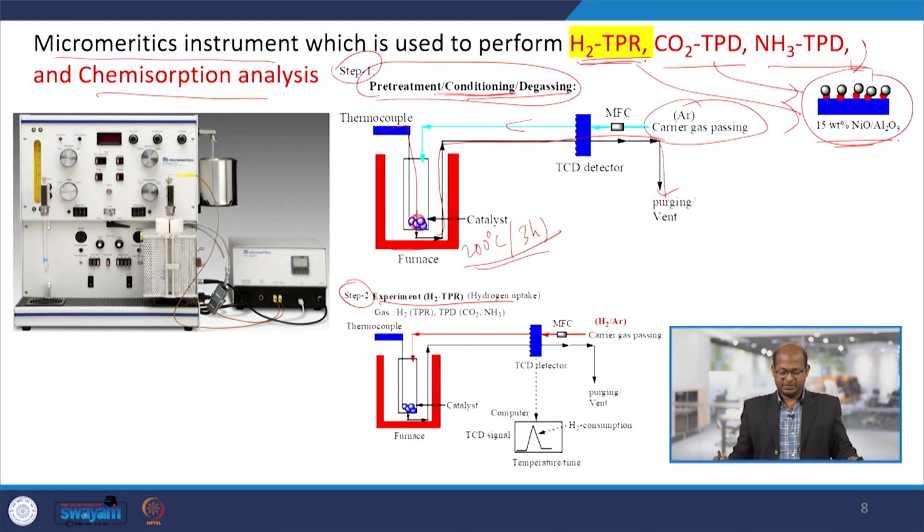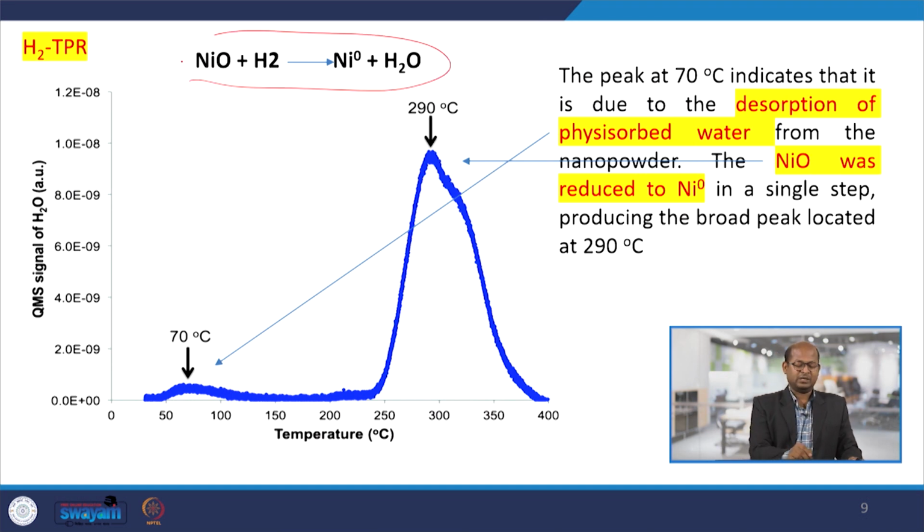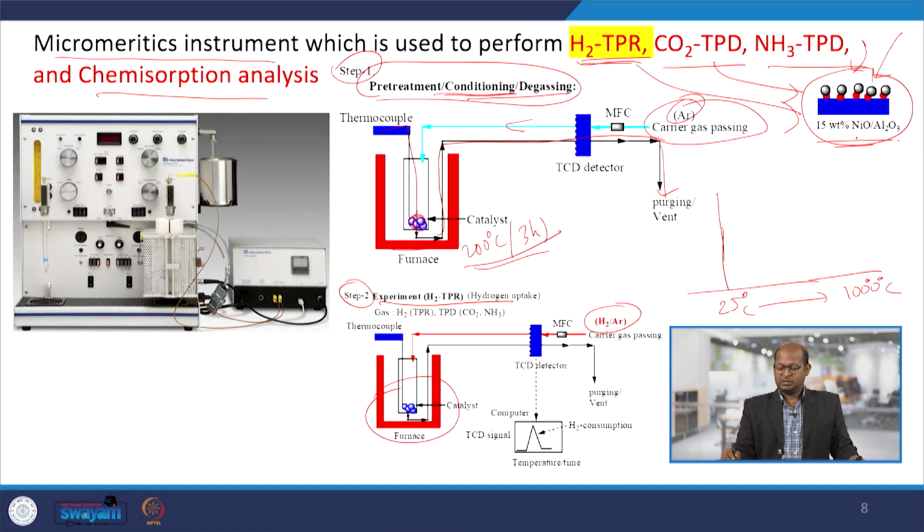In the TPR experiment, after the pre-treatment in which we passed argon gas, a mixture of hydrogen and argon gas is passed through this catalyst. The temperature may range from 25 degrees centigrade to 1000 degrees centigrade; we can vary the temperature of the furnace and the catalyst. Once hydrogen gas passes, there would be a reduction. Let us say nickel oxide is our catalyst. This is our nickel oxide.